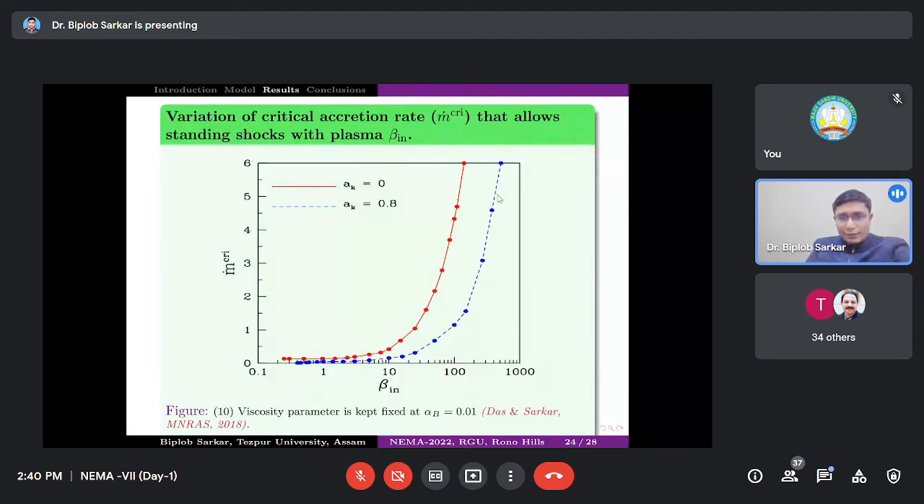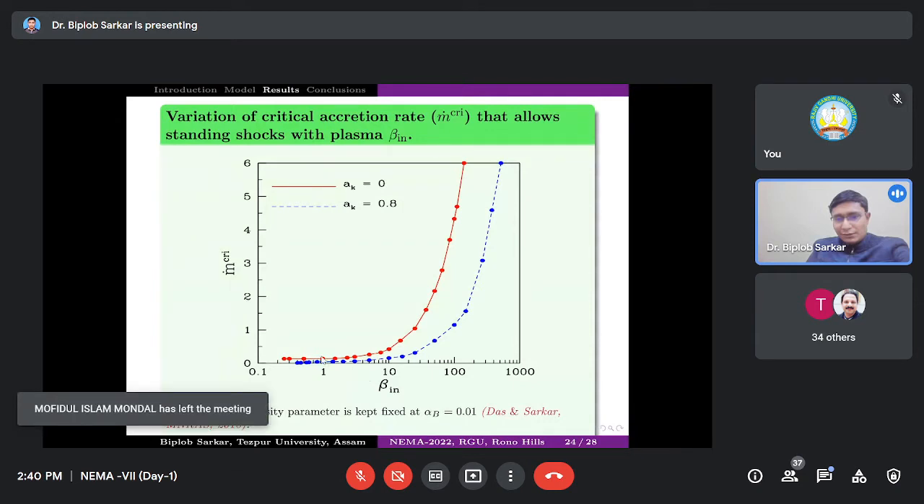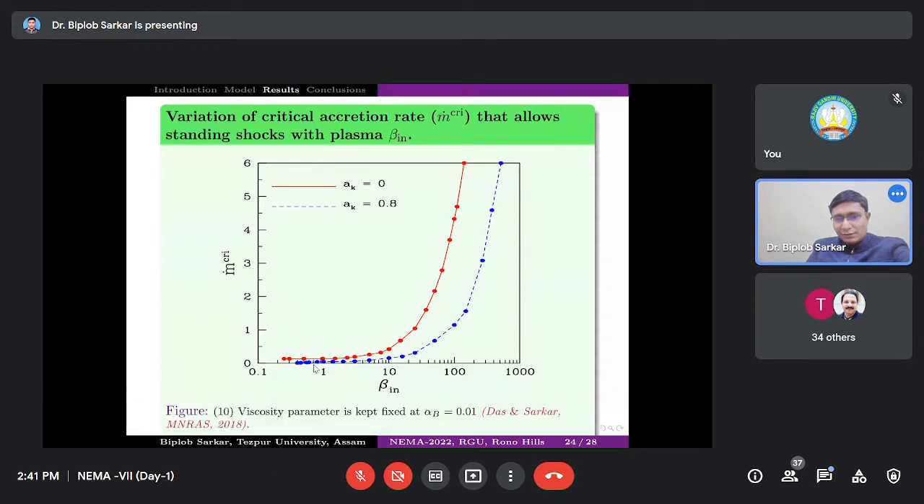In the next plot, I have shown the variation of the critical accretion rate as a function of beta in at the inner sonic point, and I have chosen two different curve parameters, 0 and 0.8. We can see that for both the curve parameters, a wide range of beta in supports the accretion solutions, and if beta in is smaller, so beta in less than 1 will correspond to a magnetically dominated flow.